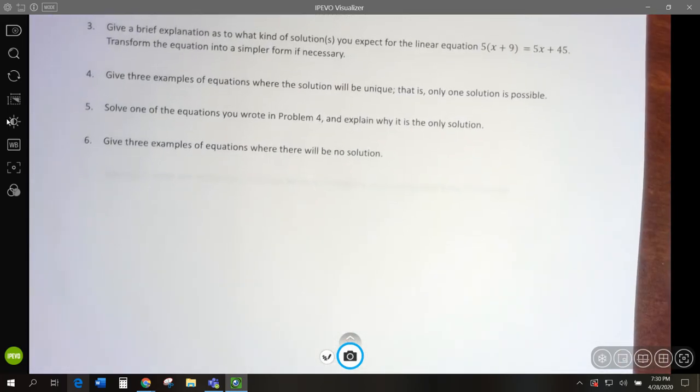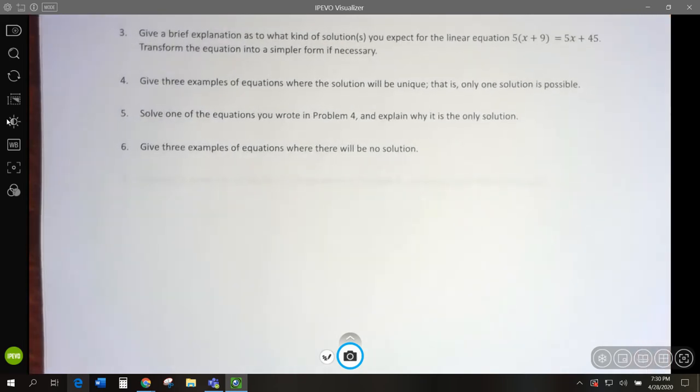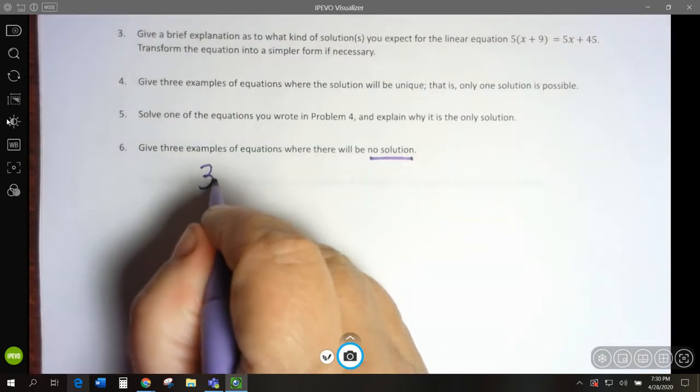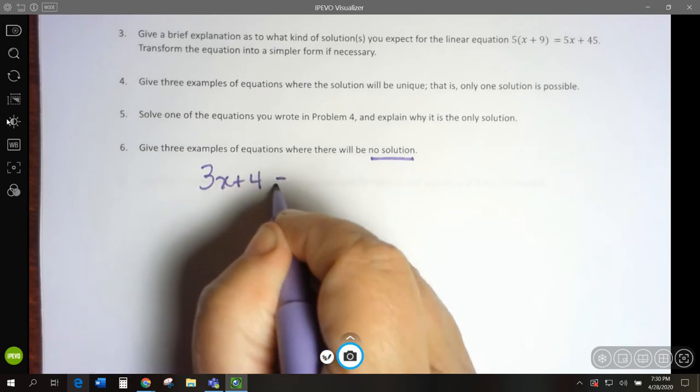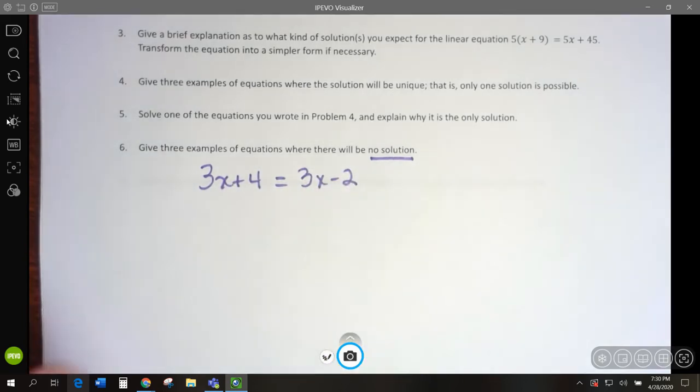Problem number 6, they want us to give some problems where there's no solutions. Remember, if you have the same number of variables on both sides, but you're not doing the same thing to it, you're not adding or subtracting the same amount to it, you're not going to have any solutions. So an example of something with no solutions would be 3x + 4 = 3x - 2. There's nothing you can get for x here that'll make this true.